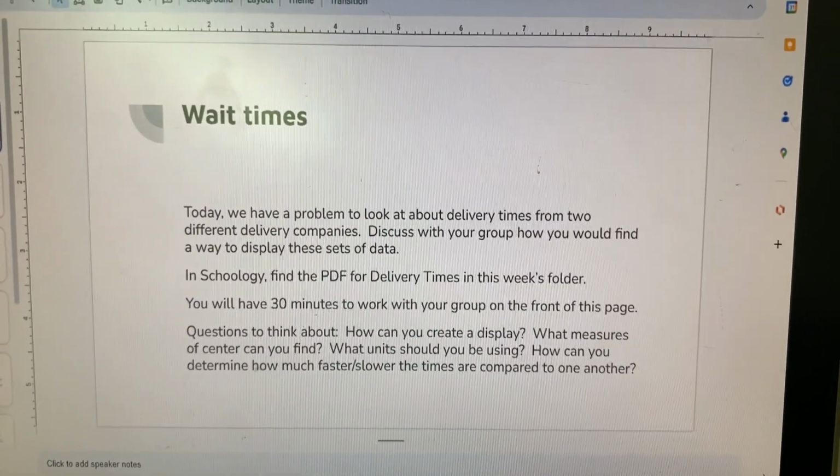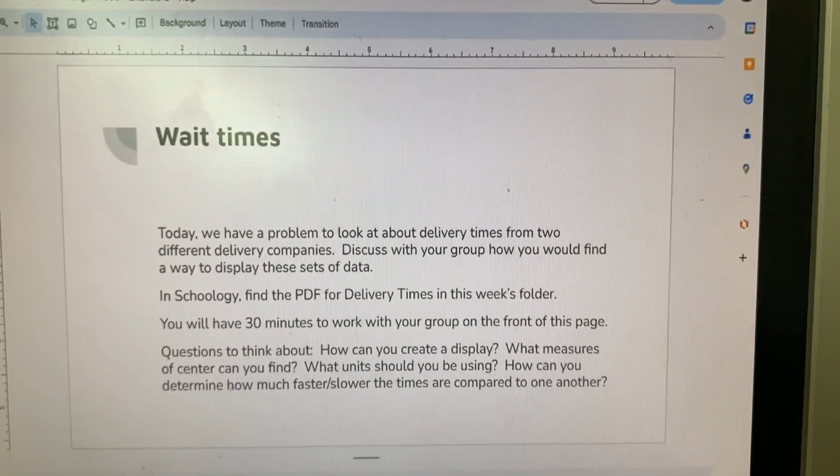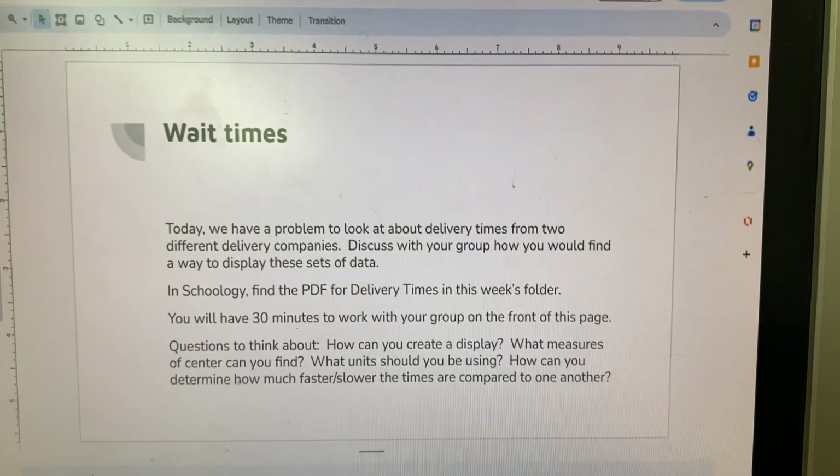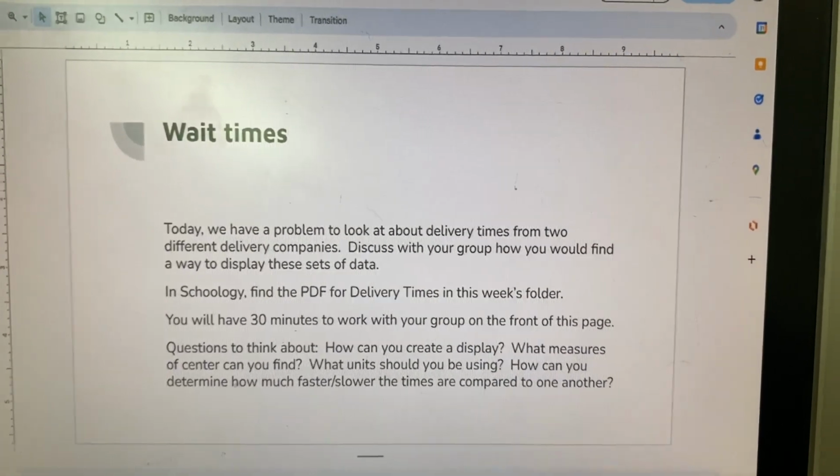So then once you make those, you can make some box plots or histograms to kind of take a look at what's going on with that. And then you can compare those by changing like the offset and stuff like that.